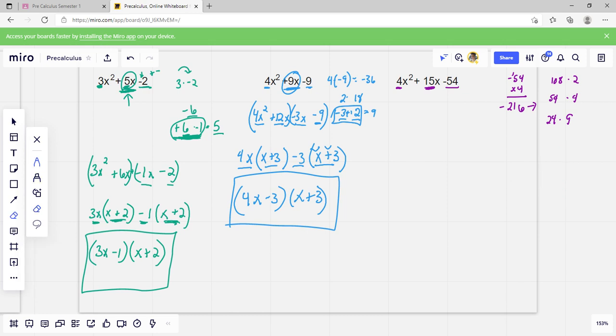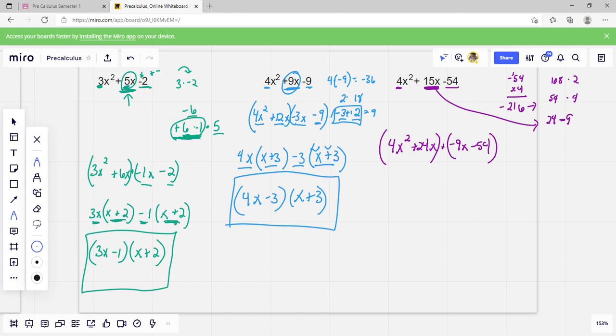All right, so now I'm going to rewrite this top one. I'm going to say 4x squared. Now when I get to my 15x, I'm going to break that into my 24 minus 9. So plus 24x minus 9x minus 54. Okay, now I need to factor both of these. And this is actually a plus in between there.